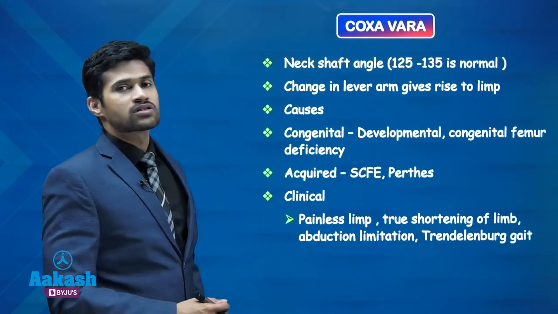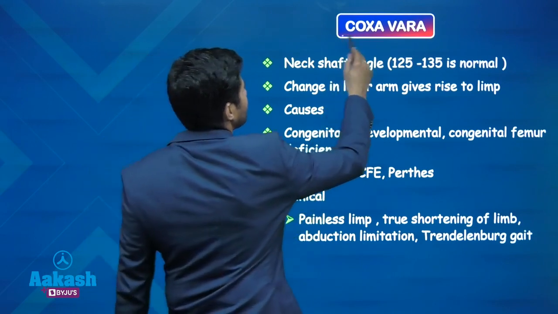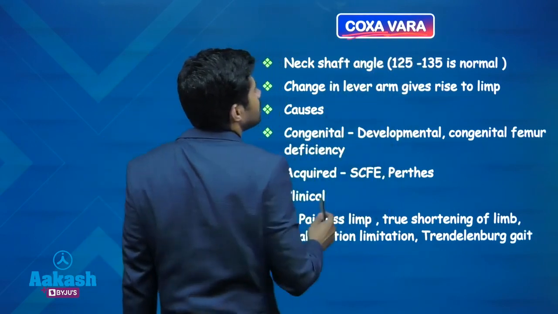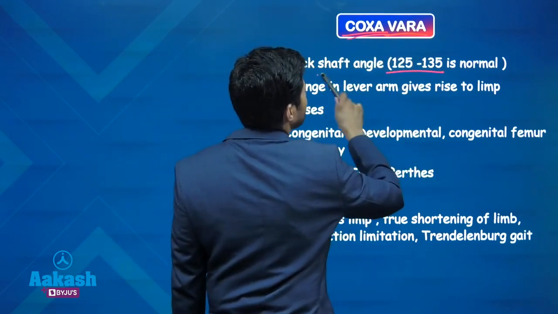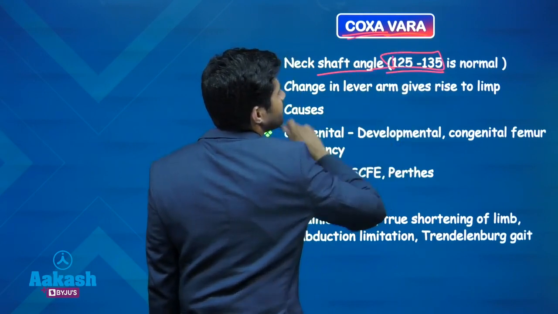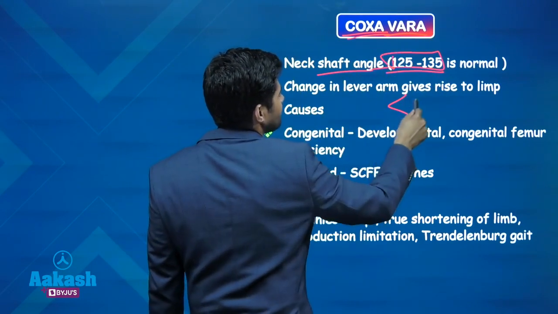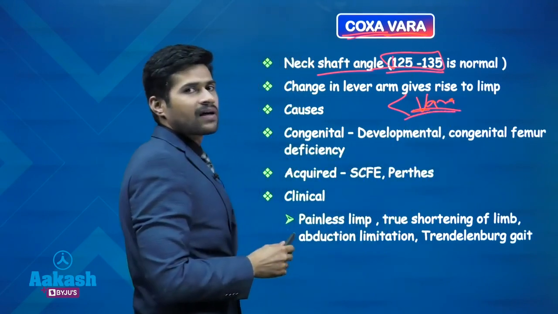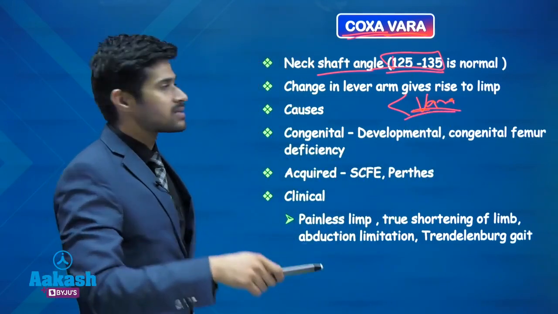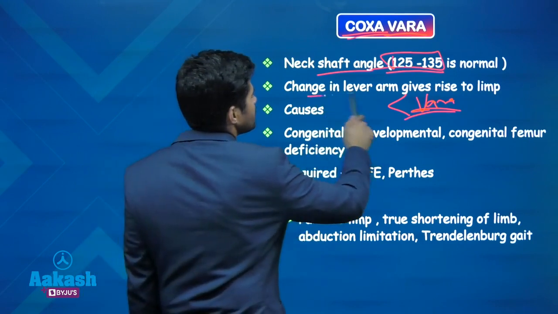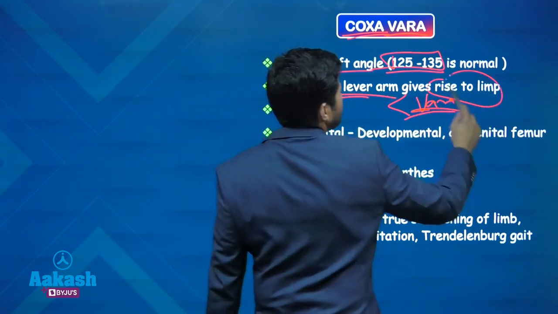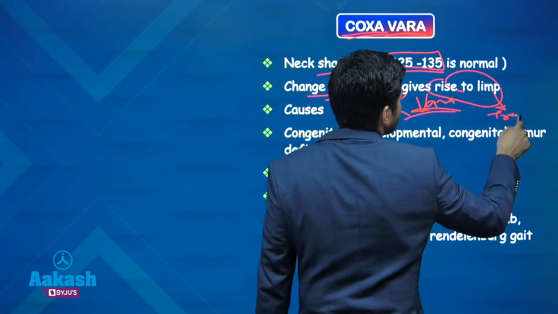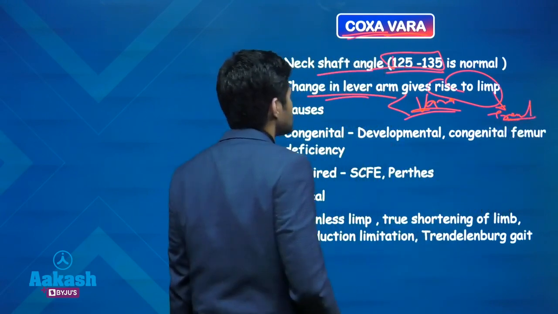Now let's move on to coxa vara. So in coxa vara, the hip is in varus. Normally the neck shaft angle is 125 to 135 degrees. If it is less than that, then we call it coxa vara. And because of the decreased angle, there will be a disrupted abductor mechanism and a change in lever arm, which will give rise to limp and Trendelenburg gait also with a lurch.